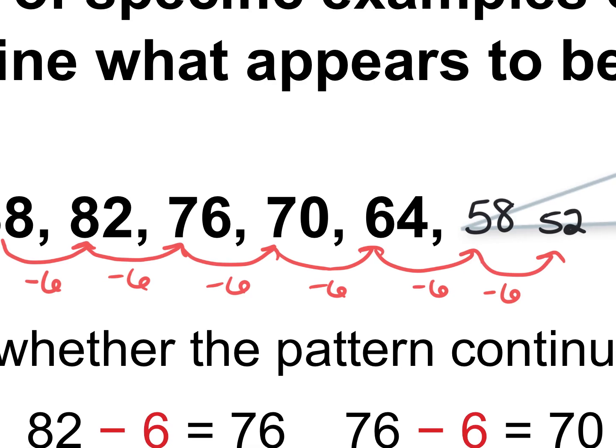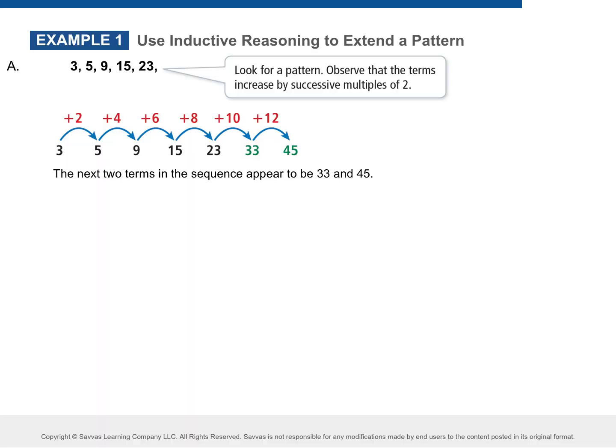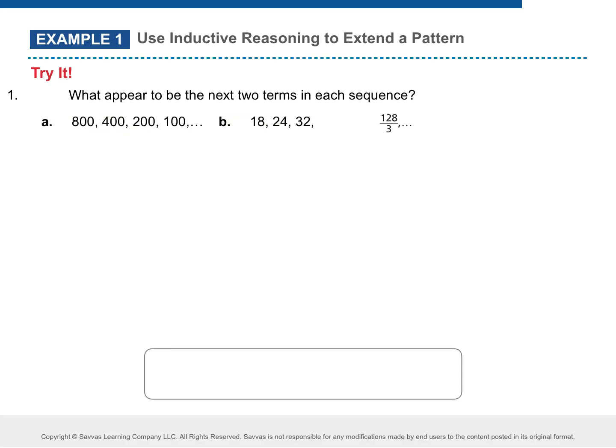Okay, what I want you to do in your groups is example 1, A and B. I want you to tell me what the conjecture is, and what the next two terms are. Go. On part A, remember we start from the first term and go to the second term. What's happening? You divide it by 2.